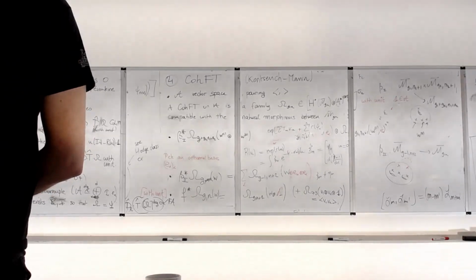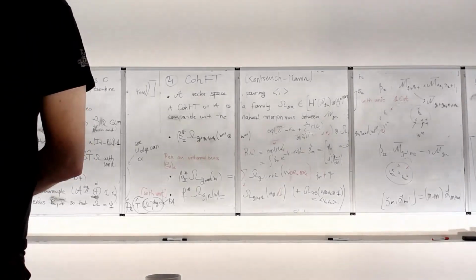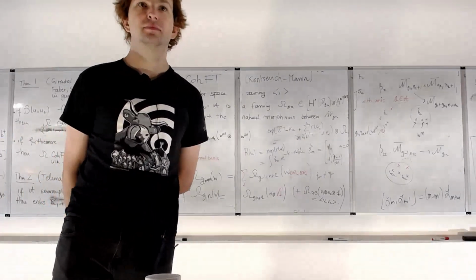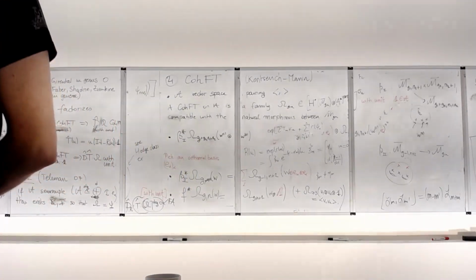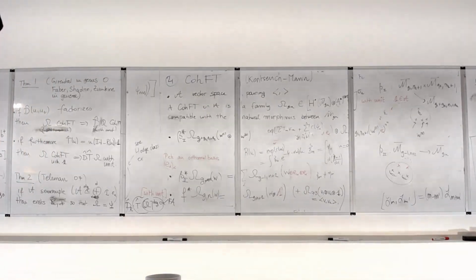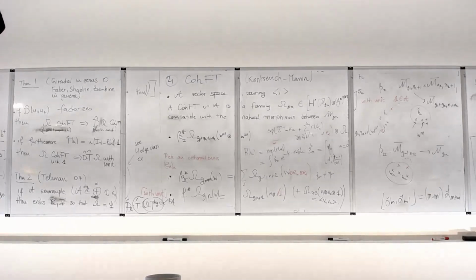Okay, no more questions? If you act by an R-matrix on a semi-simple CohFT, will you always get a semi-simple CohFT? Yes. Okay.